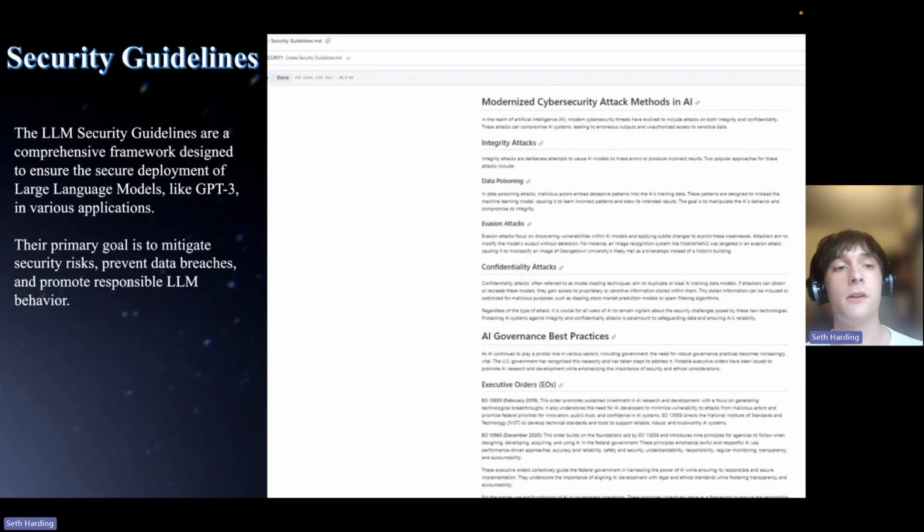So here are our security guidelines. The large language model security guidelines are a comprehensive framework designed to ensure the secure deployment of LLMs like GPT-3 within various applications. The primary goal is to minimize the security risks, prevent any data breaches, and promote generally responsible LLM usage and behavior. Our guidelines are currently based on NASA documents and incorporate content from OWASP's top 10 LLM security threats.